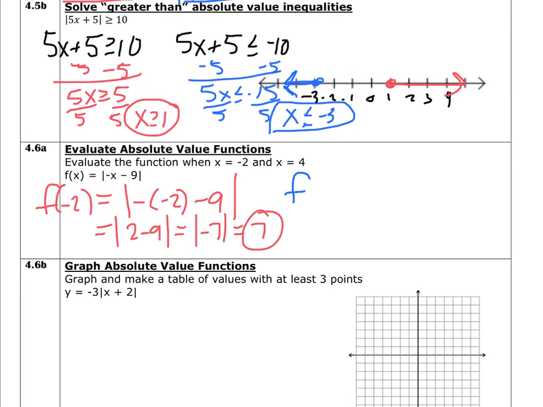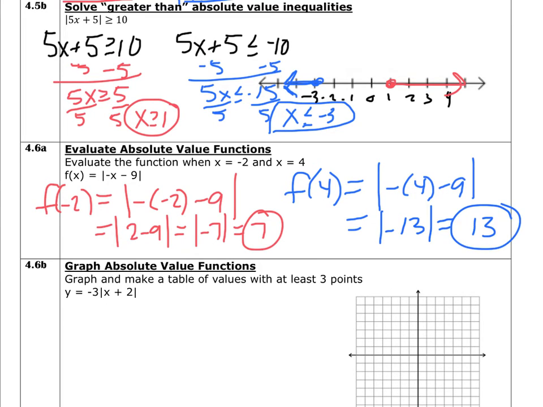The next one, let's put 4 in there. Absolute value of negative, put in the 4, minus 9. This just says -4 minus 9, which is -13. The absolute value of -13 means to make it positive. The answer is 13.